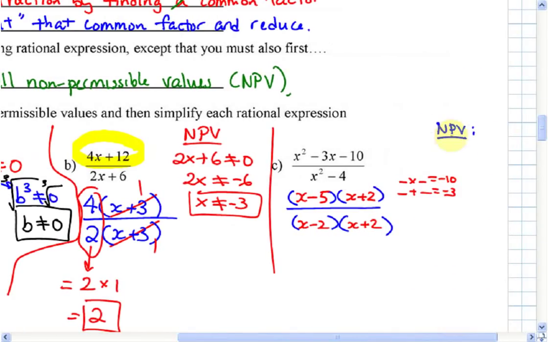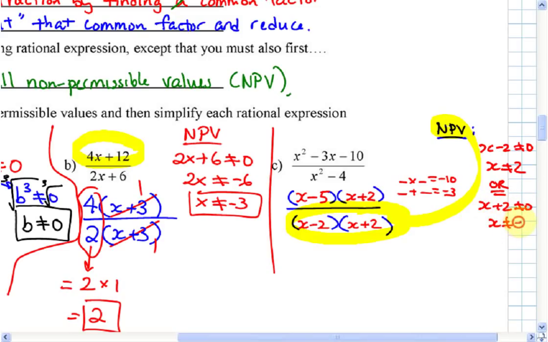What are the NPVs then? So I look at my factored form of the denominator to help me find my NPVs. Either x minus 2 can't be equal to 0, therefore x can't be equal to 2. Or what else do I have? X plus 2 can't be 0, so therefore x can't be equal to negative 2. So 2 NPVs. Okay.